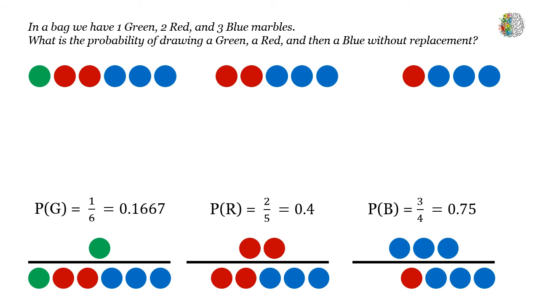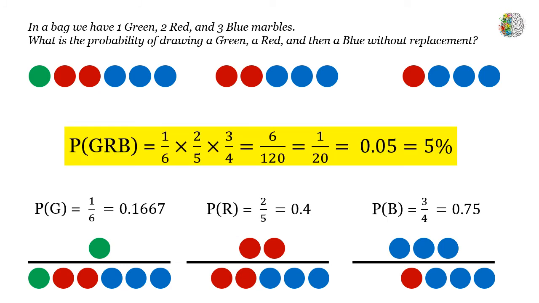And then on my last one, I'm going to have 4 marbles in my bag. 3 of them are blue. So that's going to give me a 3 out of 4 probability for drawing a blue marble. To get that probability, I'm going to multiply each of those ratios by each other. That's going to give me a probability of 1 out of 20, which is a 5% probability that I will be able to draw one of each of those colors without replacing the marbles.